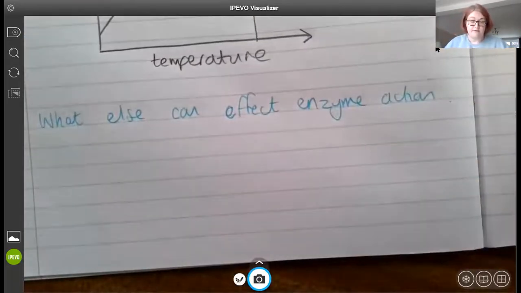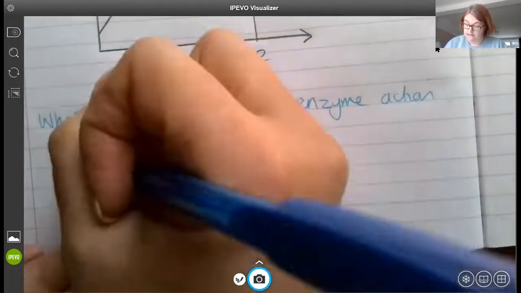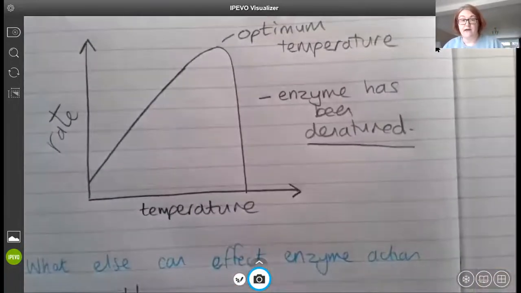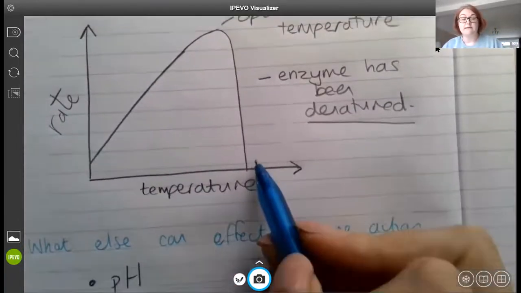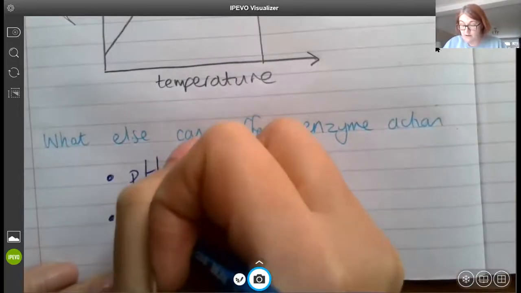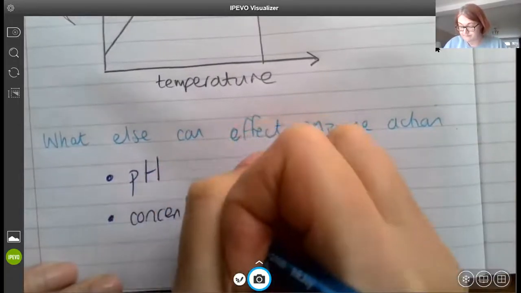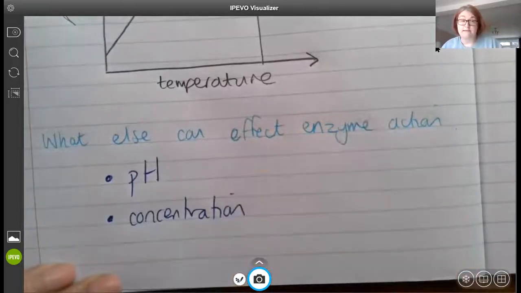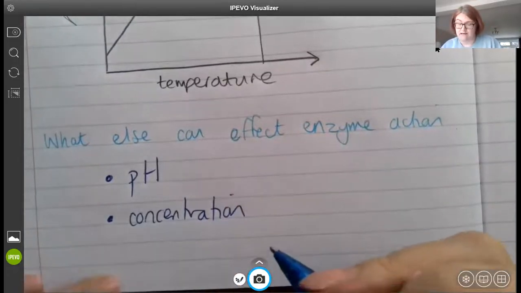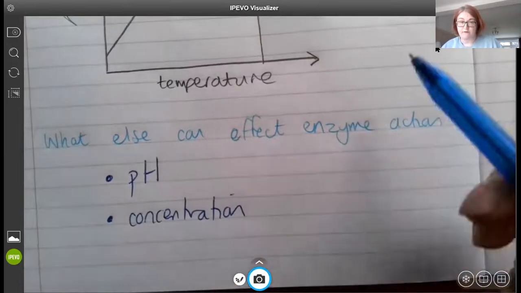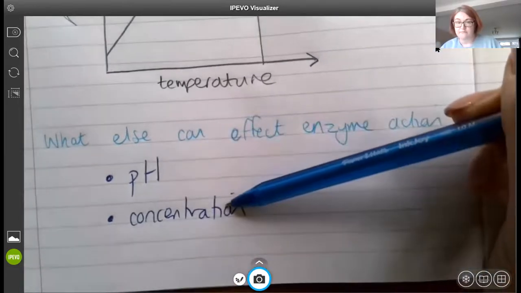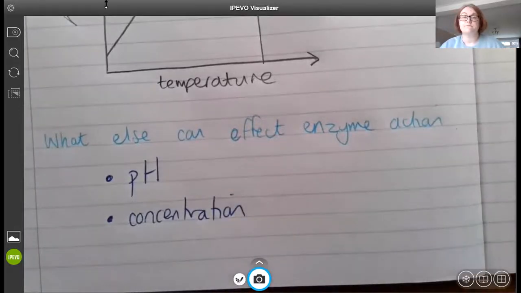Now, a couple of other things can affect enzyme action. The pH can have a similar effect to temperature. Different enzymes work best at different pHs, and also the concentration. The more you've got of an enzyme, the quicker it's going to react. The less you've got, the less it's going to react. And that kind of makes sense. So we've got three things that can affect enzyme action: temperature, pH, and concentration.